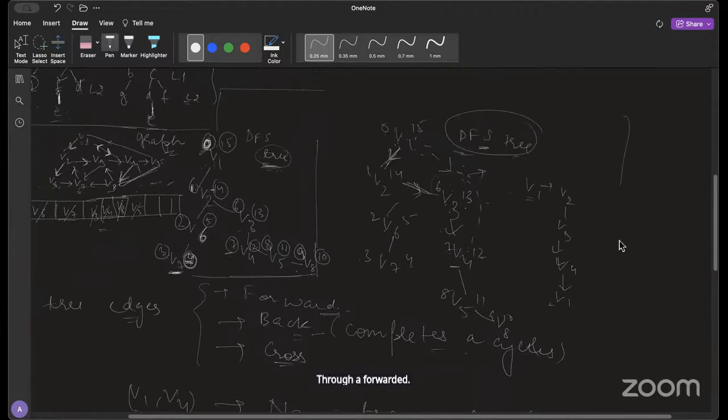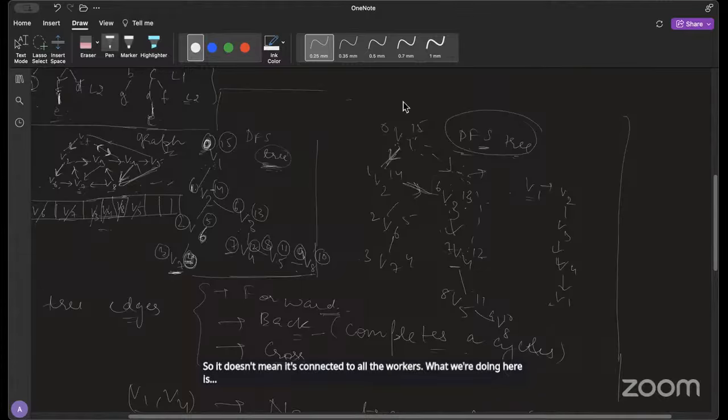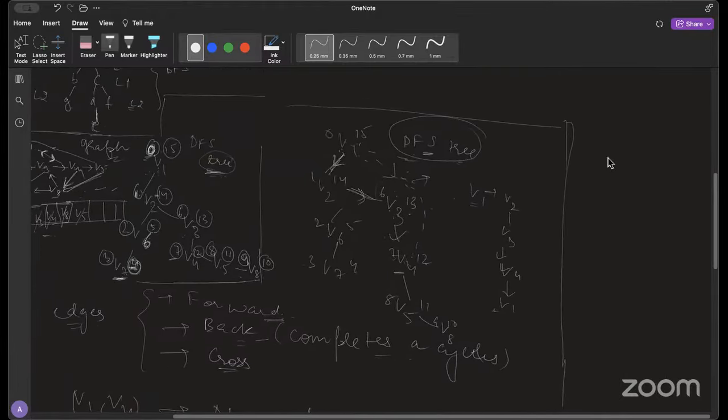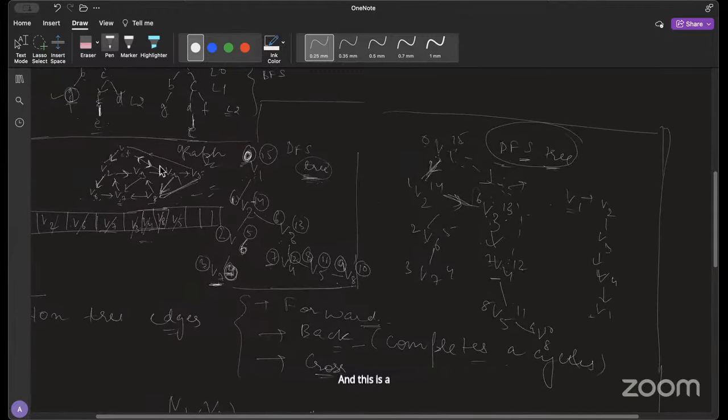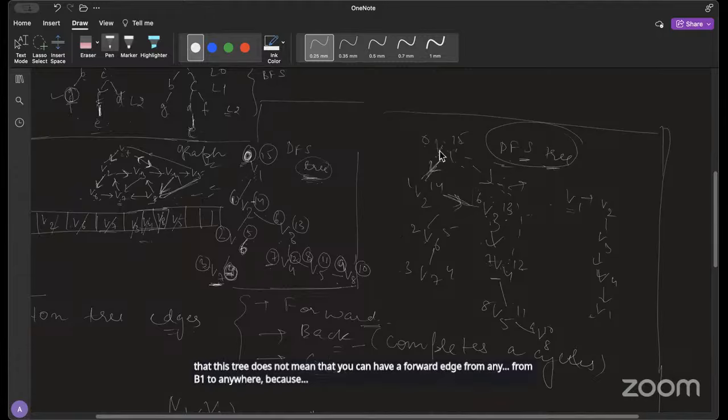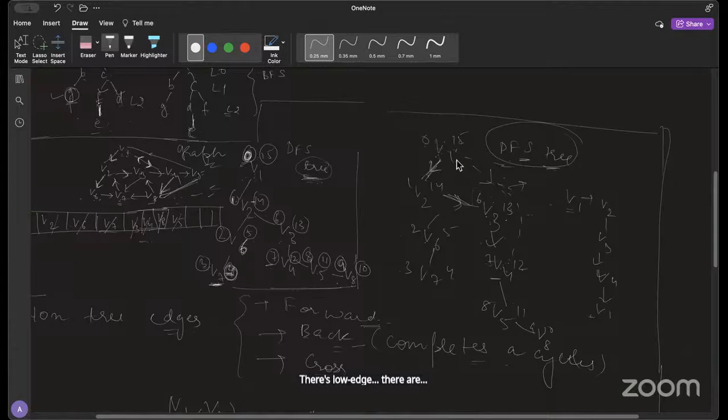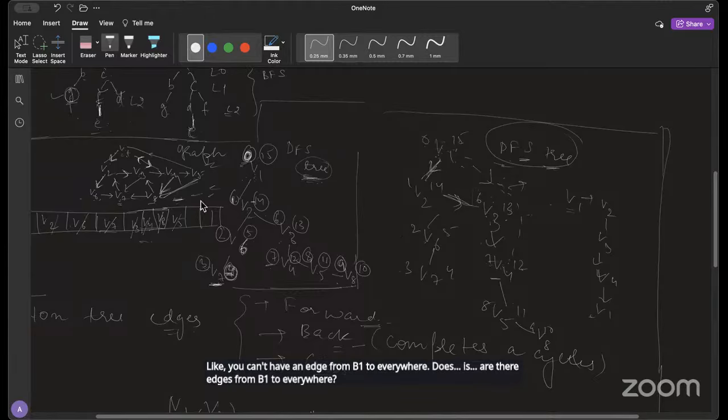What we're doing here is, when you have a graph, this is a graph, right? And this is a tree for the same graph. Now there are some edges in this graph that are not there in this tree. I can't make an edge from V1 to V6 because that's not an edge in the original graph. This tree does not mean that you can have a forward edge from V1 to anywhere because there's no edge. Are there edges from V1 to everywhere in this graph?